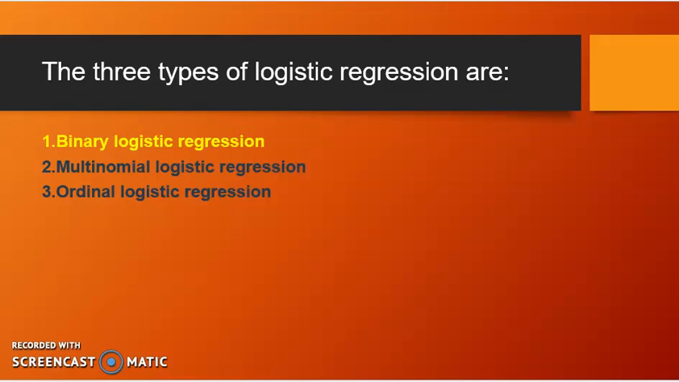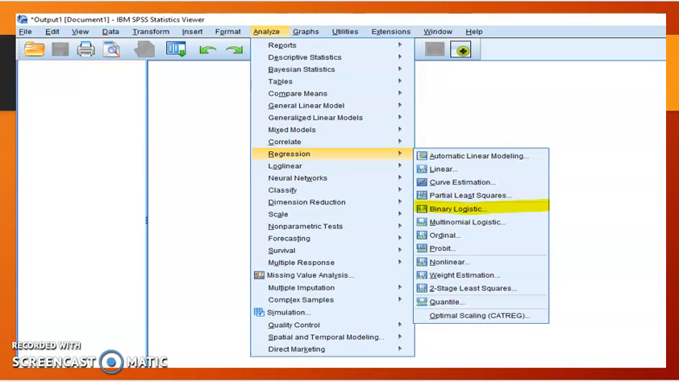There are three types of logistic regression: binary logistic regression, multinomial logistic regression, and ordinal logistic regression. And now we will see how to do the binary logistic regression.